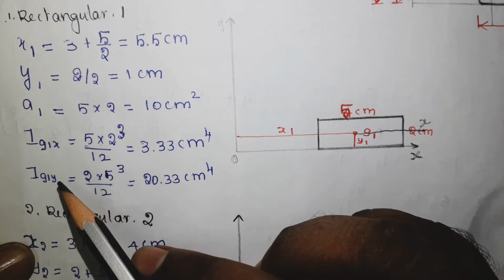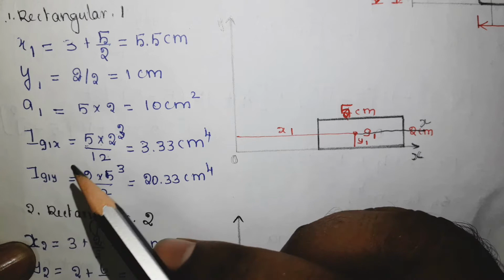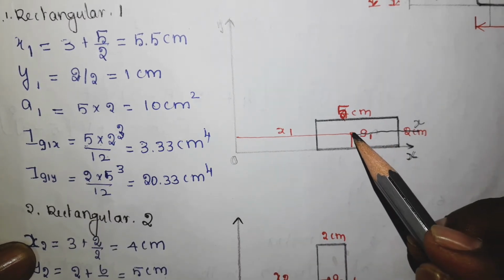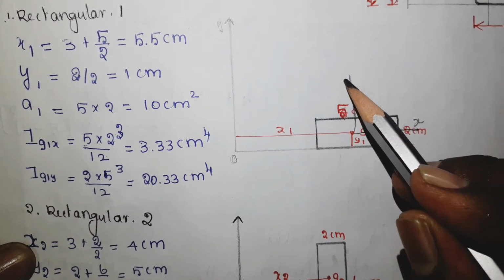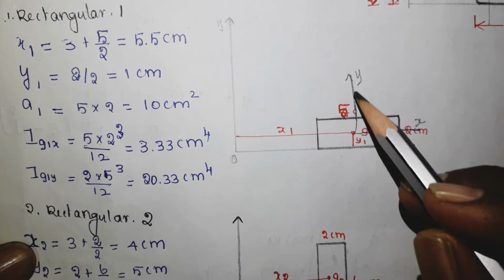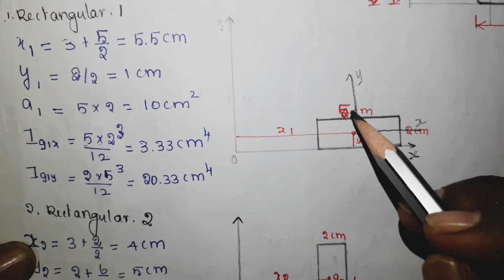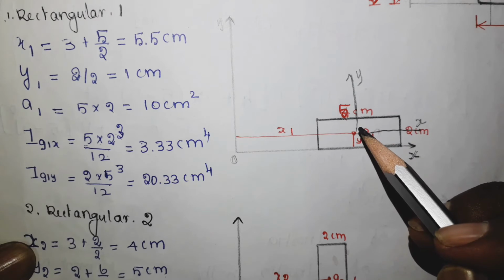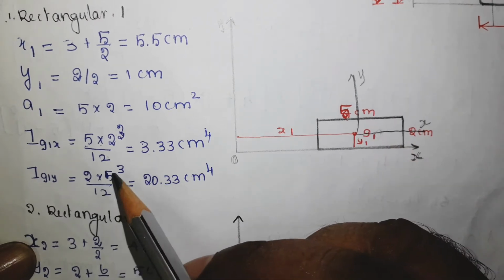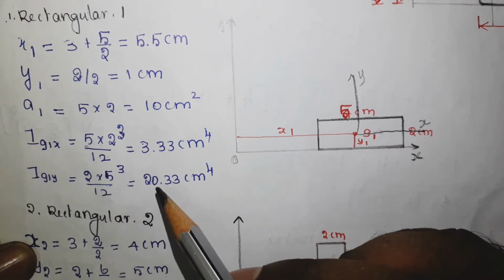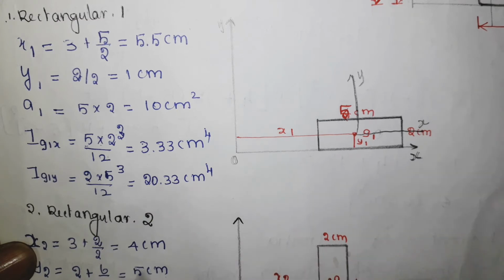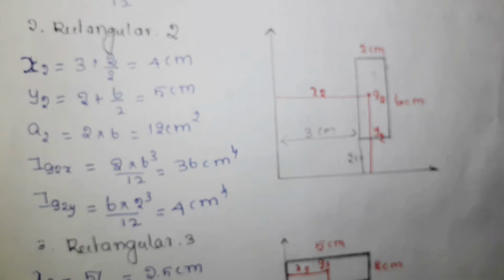Then the final variable is Ig1y, which is nothing but the axis passing through this G1. So this axis. So you have to find the moment of inertia with respect to this axis also. The formula is d b cube divided by 12. Substitute the values, you will get the answer as 20.33 centimeter to the power 4.